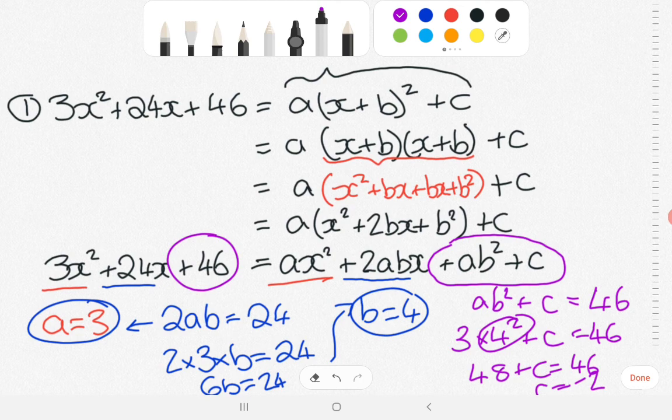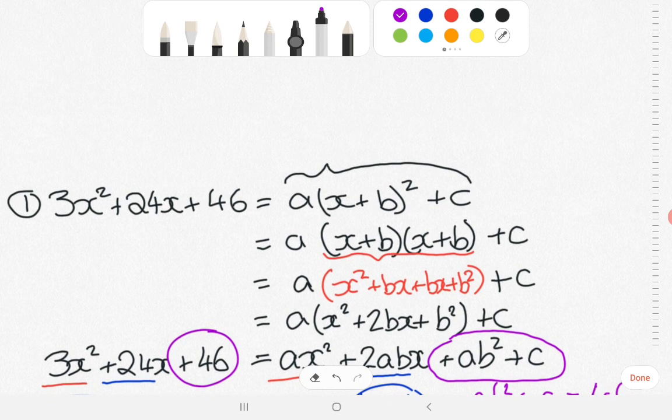Okay, so if we go back to the question, I'm going to have to do it above it because I've started at the wrong point on my screen.